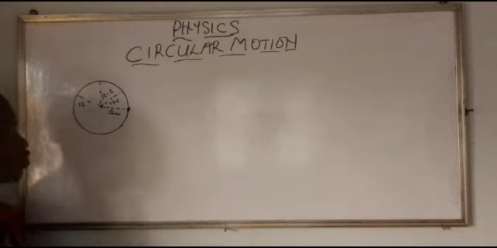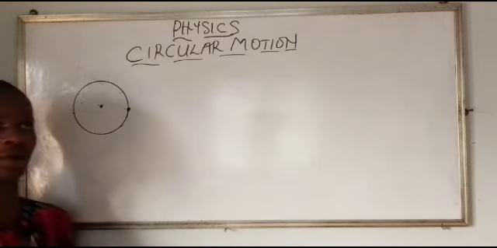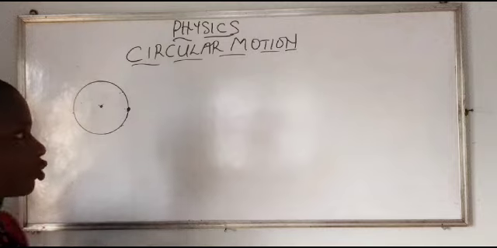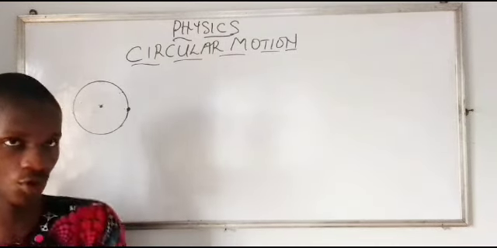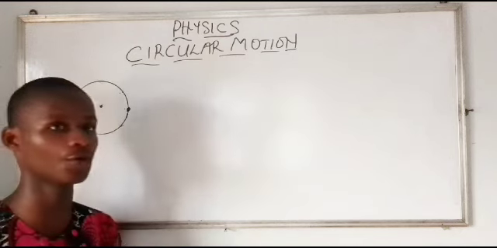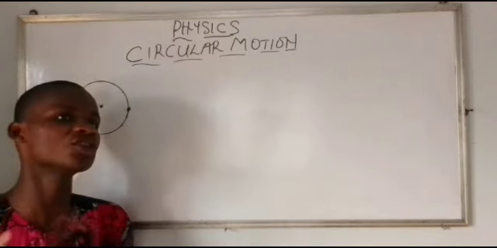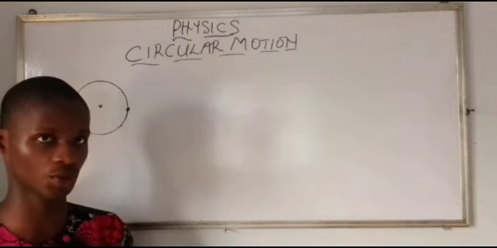That's a very major difference between circular motion and rotational motion. Now, in circular motion, there are two types: the uniform circular motion and the non-uniform circular motion. Now, what is uniform circular motion and what is non-uniform circular motion?